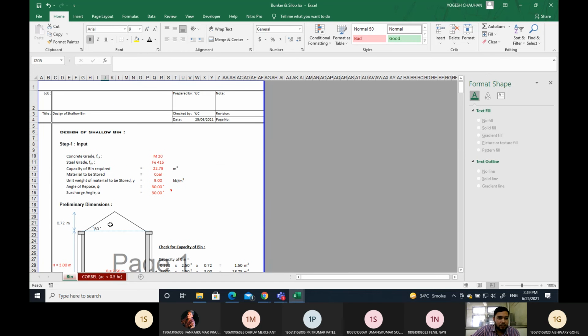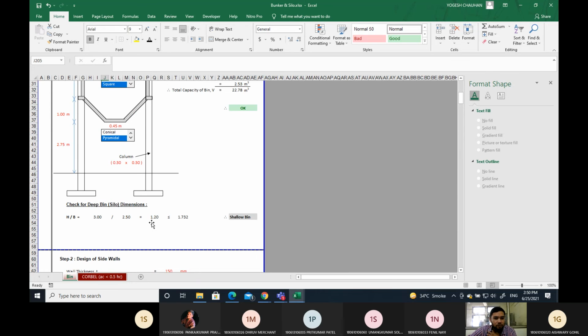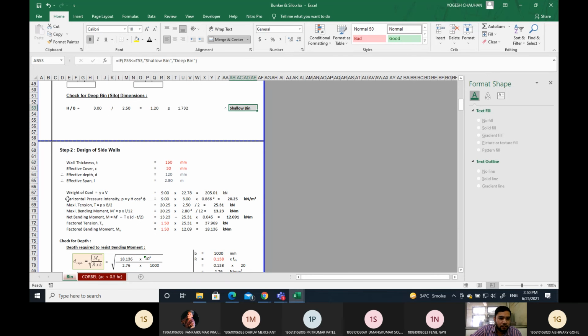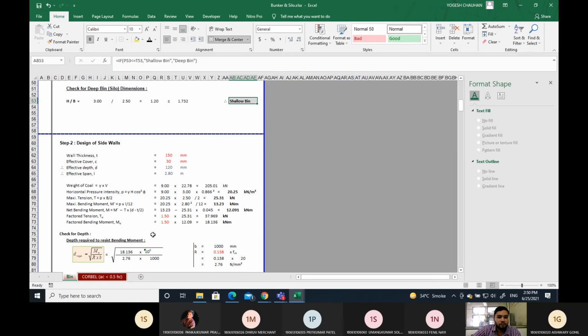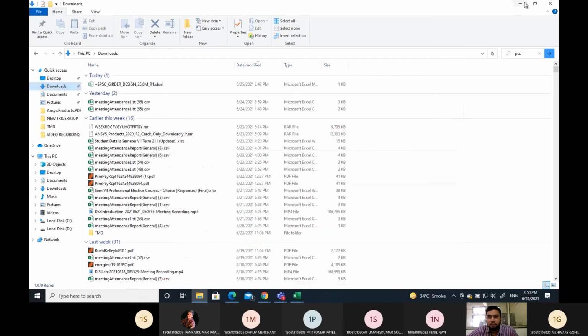This spreadsheet is for the design of bunkers, but we can also extend this to the design of silos, in which you can account for the friction. When this condition is exceeded, meaning it is a silo, you can change the theory. The horizontal pressure will be calculated based on Airy's theory or Jensen's theory instead of Rankine's theory. Here we are using Rankine's theory to find the horizontal pressure. Okay, so that's it. If you have any doubt, we can discuss now.